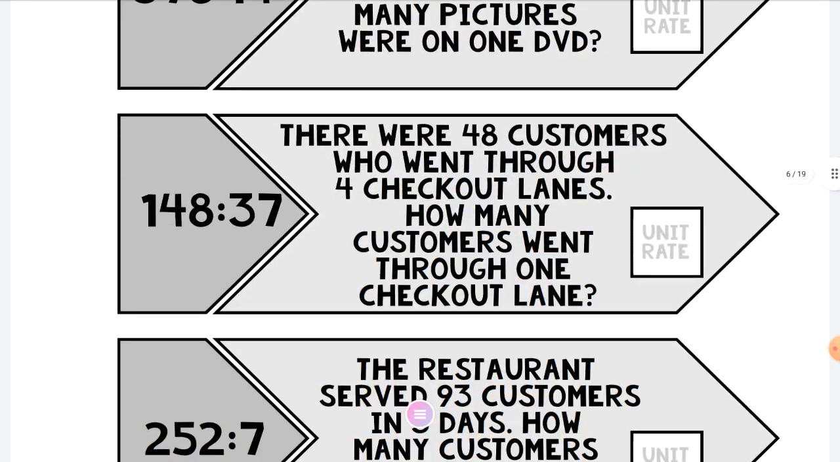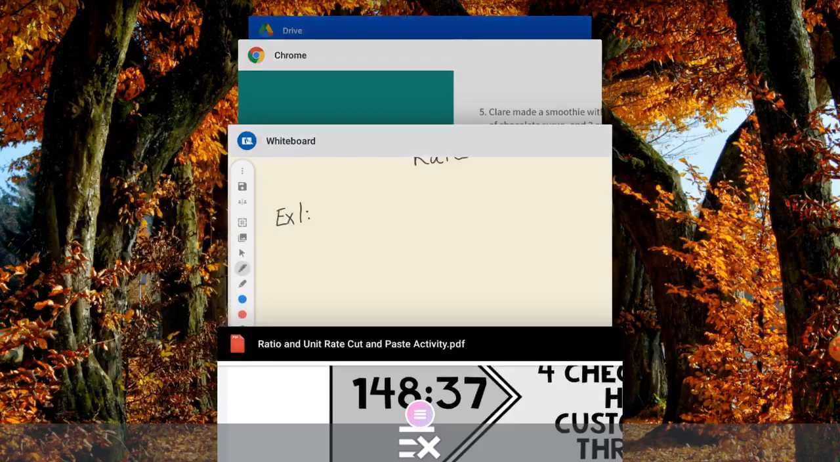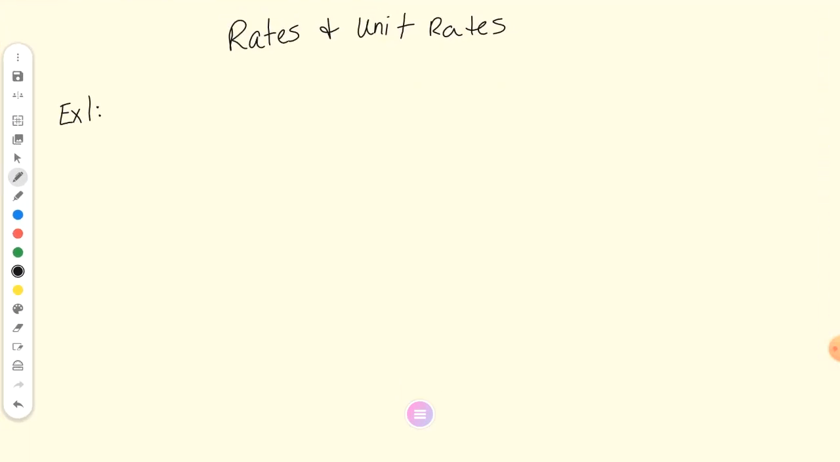How about this one? There were 48 customers who went through the checkout lanes. How many customers went through one checkout lane? So if this were the worksheet, it kind of has 3 columns, and that scenario would be written right there. So just draw a small squiggly line. That's just showing the scenario. But again, our scenario is on a separate sheet of paper. I'm just trying to give you an idea of what you'll have to do on the homework. The next column is titled Rate. So I want you to write rate right here. And then leave a little bit of space and write unit rate.